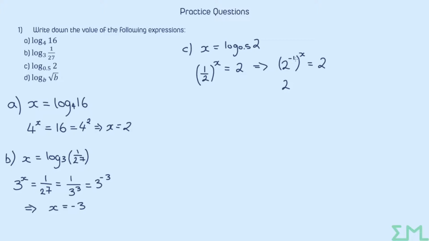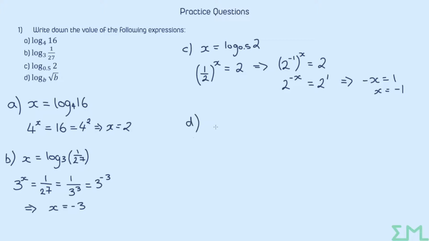If we use the power to a power rule of multiplication, then we have 2 to the negative x equals 2 to the, remember this is a 1. And comparing powers like we did in part B, we've got minus x equals 1, x equals negative 1.